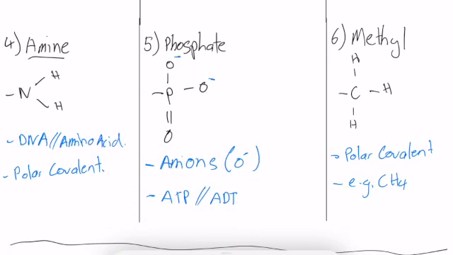Next up, we have an amine group with a nitrogen bonded to two hydrogens. It's seen in things like DNA and amino acids, and it's also a polar covalent.